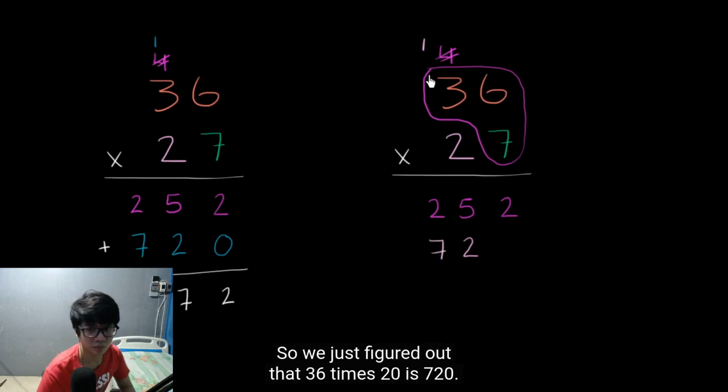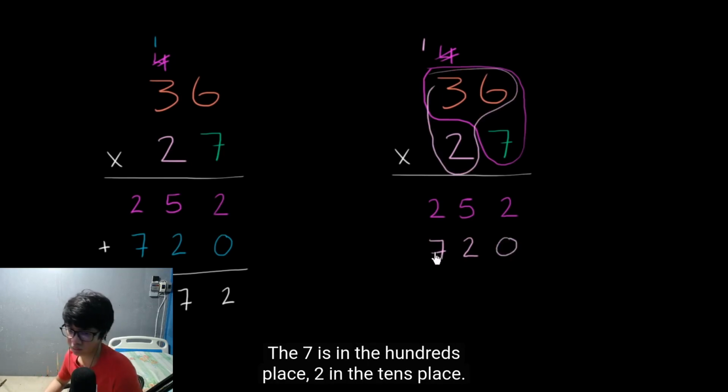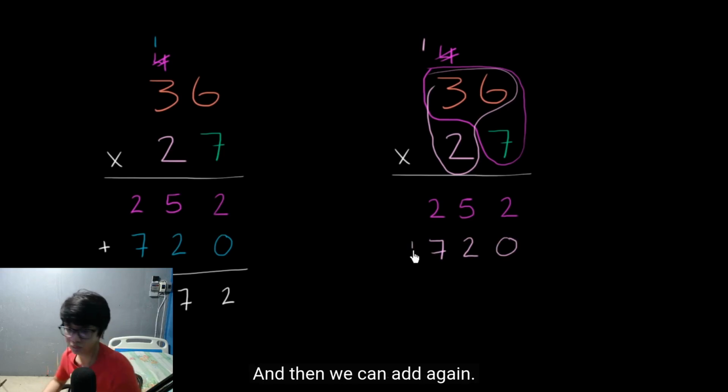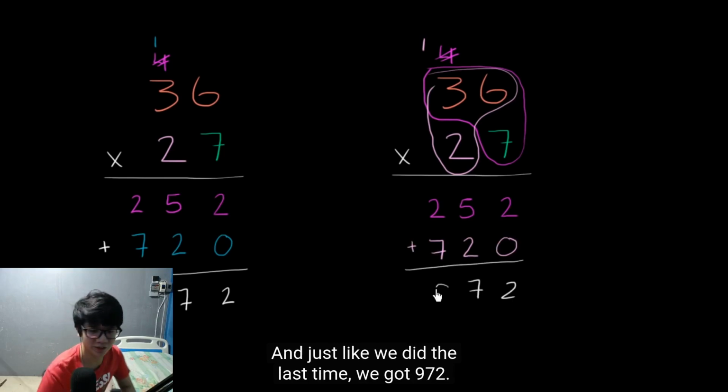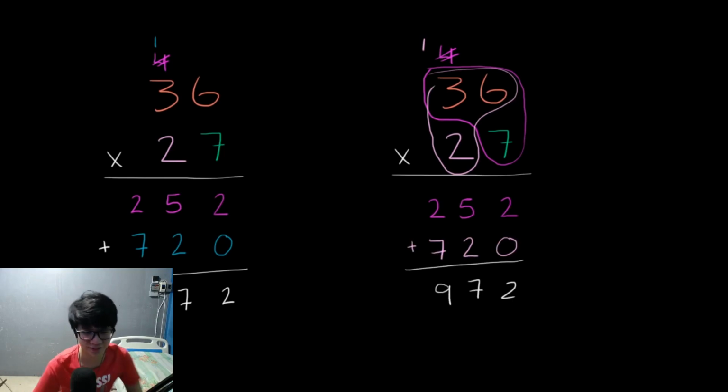So we just figured out that 36 times 20 is 720. This 7 is in the hundreds place, 2 in the tens place. And then we can add again, just like we did the last time, and we get 972.